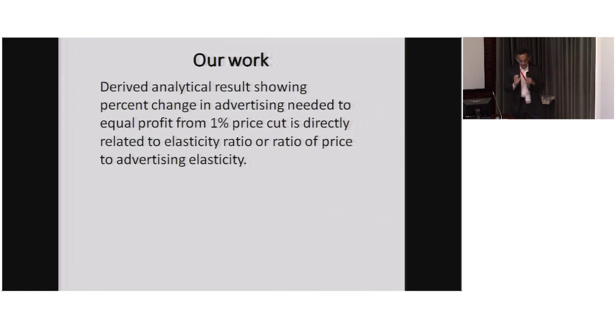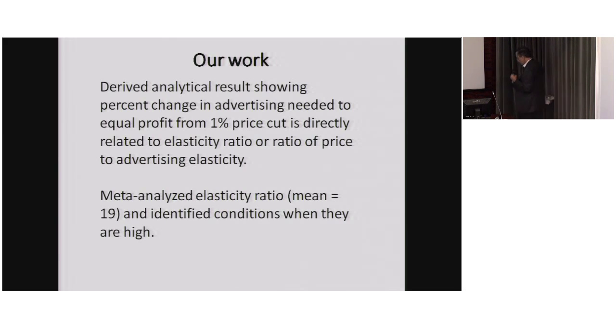So we showed exactly how the ratio of price to advertising elasticity helps in determining how much advertising is needed to match a 1% or 10% price discount. We analytically derived that and we meta-analyzed. These days, you have a much better chance of publishing. The ideal publishing world is theory, empirical work, implication. If you have all three in good order, then the chances of publishing in a good journal are very high. So we did this, and we meta-analyzed the ratio of price to advertising elasticity.